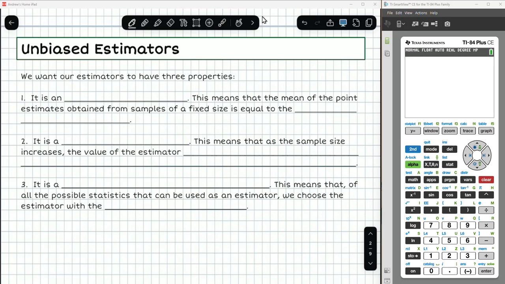Right, before we move on to our second type of estimator, an interval estimate, let's talk about what it means to be a good statistical estimator. And it turns out that good statistical estimators have three properties. And the first is the biggie. We want it to be an unbiased estimator.